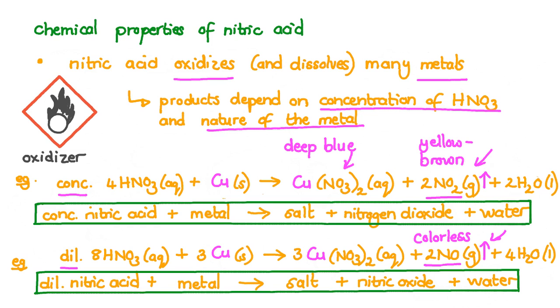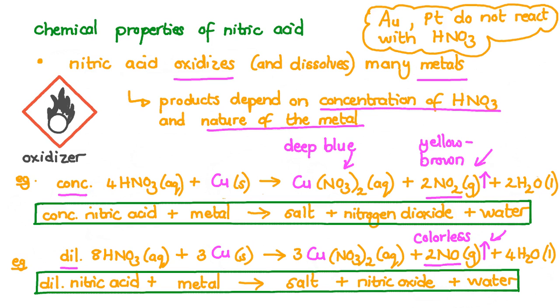Will all metals react with nitric acid? The answer is no. Gold, platinum, and other platinum group metals do not react with nitric acid. However, if the nitric acid is mixed with another acid like hydrochloric acid, these together can dissolve these metals.